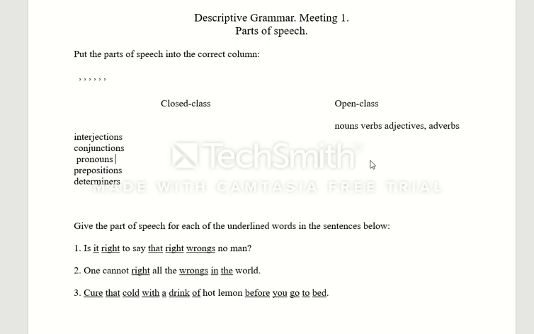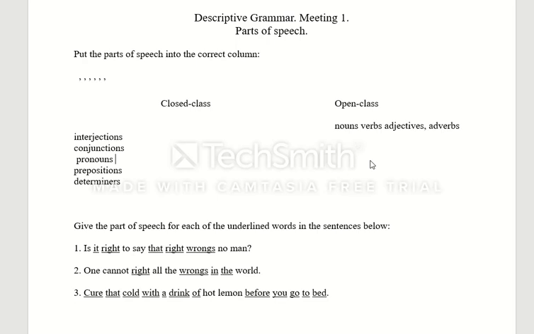Okay, and then we've got before you go to bed. Now the word before also can have various roles in a sentence, but here we've got do something before you do something else. So we've actually got two separate clauses here. Cure that cold with a drink of hot lemon, and you go to bed. Later on in the course we'll talk more about these complex sentence structures, but for the moment that's not so important. What's important is that before links two separate forms with two separate verbs, so it is a conjunction. Okay, sometimes before will fulfill other roles. You, we should know as a pronoun. Go, we should recognize as a verb.